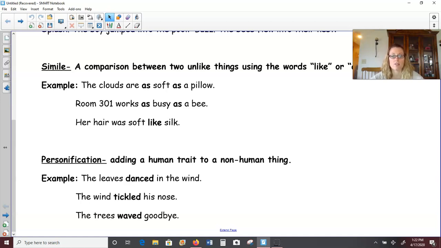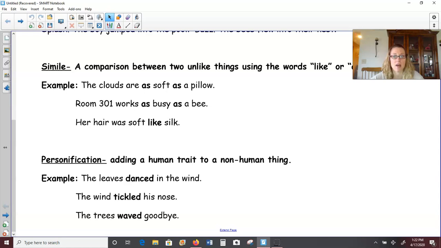Her hair was soft like silk. Hair and silk are again two different things, but the comparison is that both are soft. So when you are comparing two things using the word like or the word as, you are creating a simile. And oftentimes similes are used in poetry because they are unique and fun ways of making comparisons among two different things. The next type of figurative language is personification.